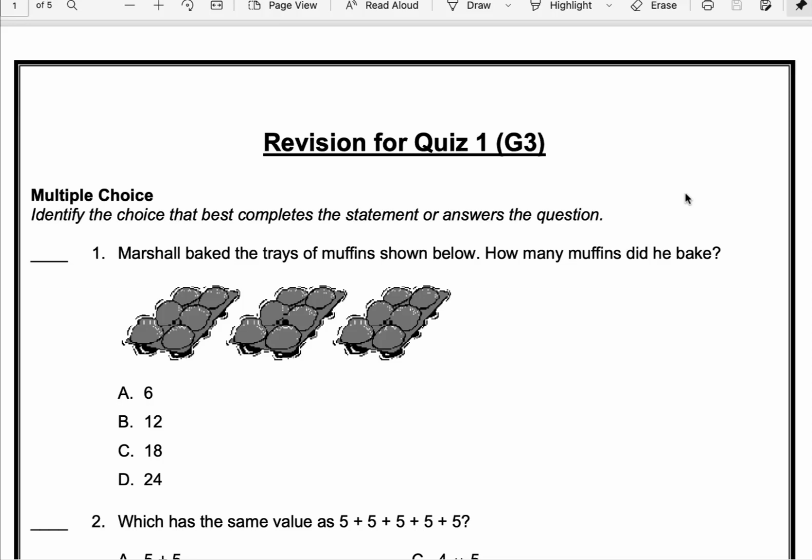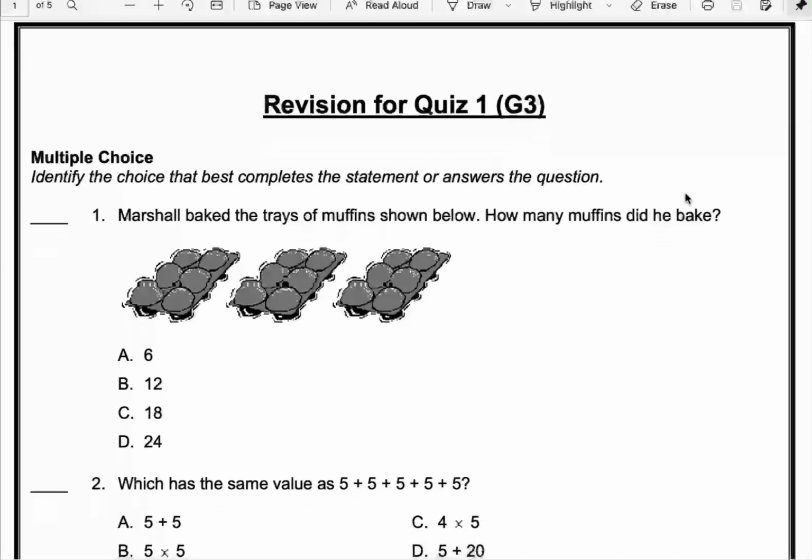Today, my heroes, we have revision for the first quiz. And as you know, tomorrow, inshallah, we have a quiz. So, let's start with the revision. And let's start with the first question.